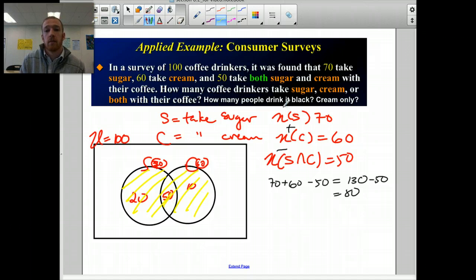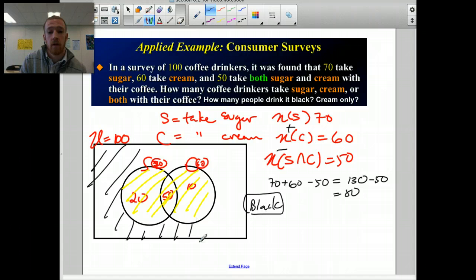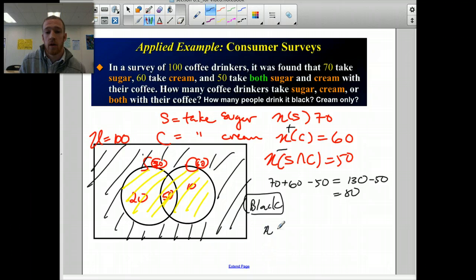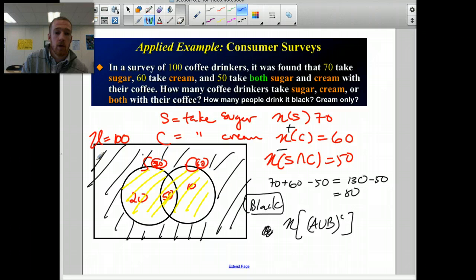Now, how many people drink it black? Drink it black is the same as the complement of the union, right? If they drink it black, they don't take sugar, they don't take cream, and they certainly don't take both. So we're looking for the complement here. That would be the number that's in A union B complement. Or we can just look and say there's a total of 100, 80 of them take something, so 100 minus 80 is 20 that take nothing.